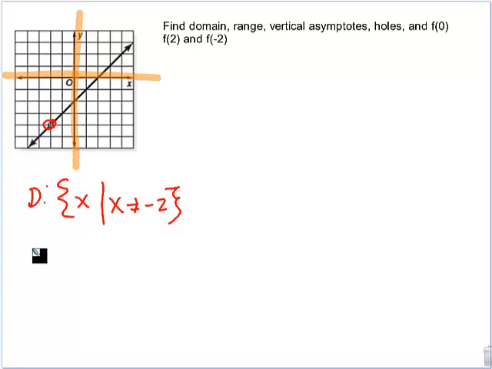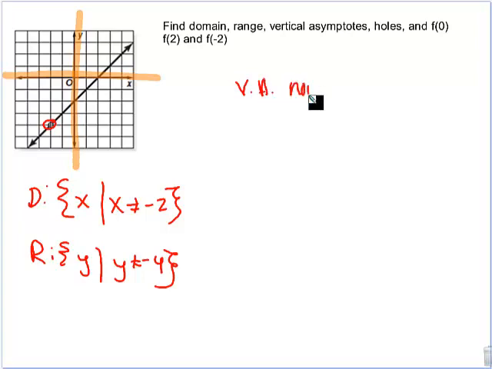Okay, range. Okay, so we're still looking at that hole here. What's the value of your y here at that hole? Negative 4. Yep, negative 4, so y cannot equal negative 4. Is that okay? Vertical asymptotes, are there any? No. So none. Holes. X is equal to negative 2.